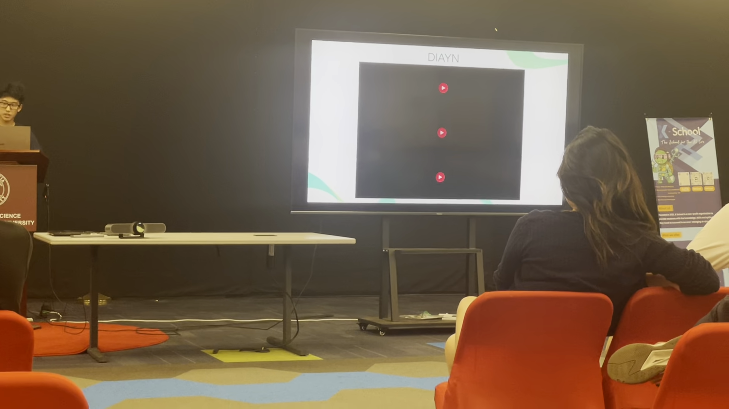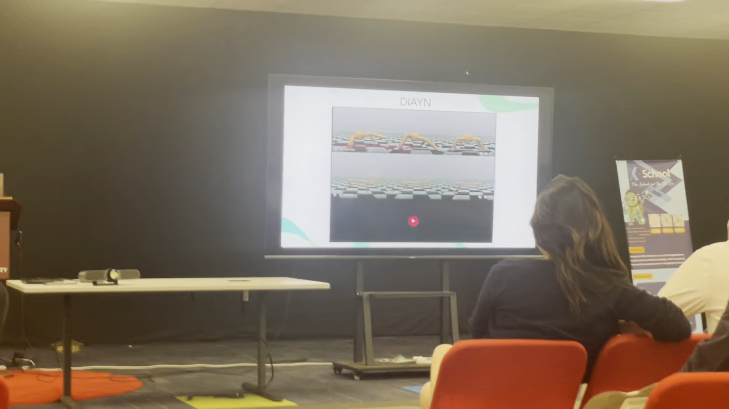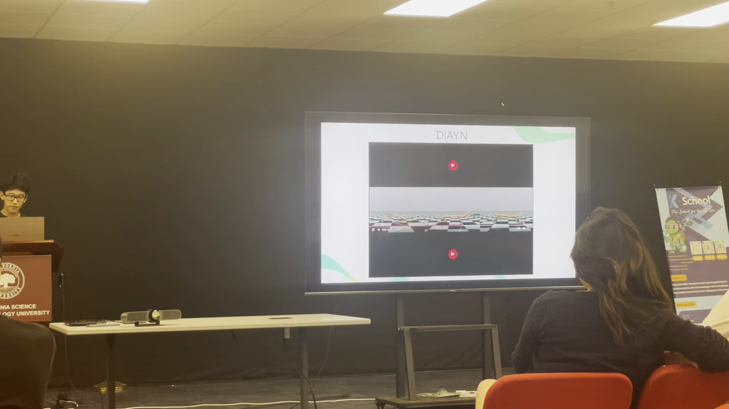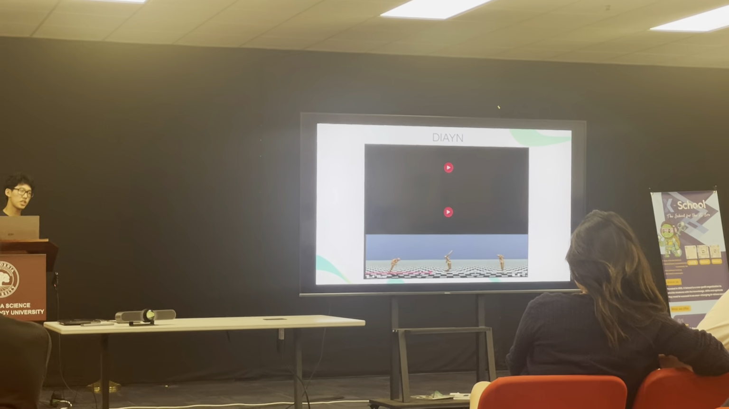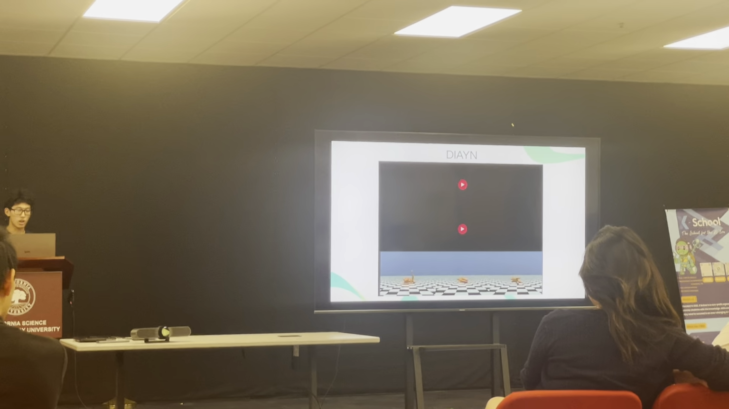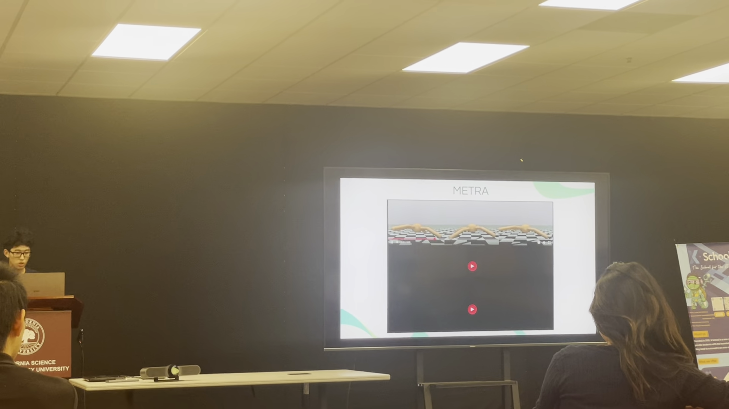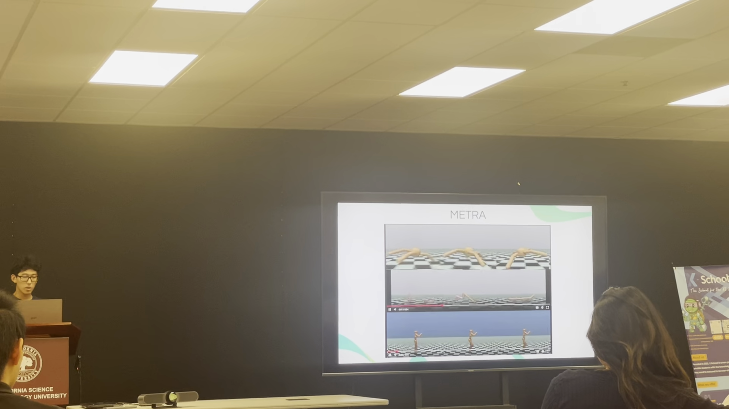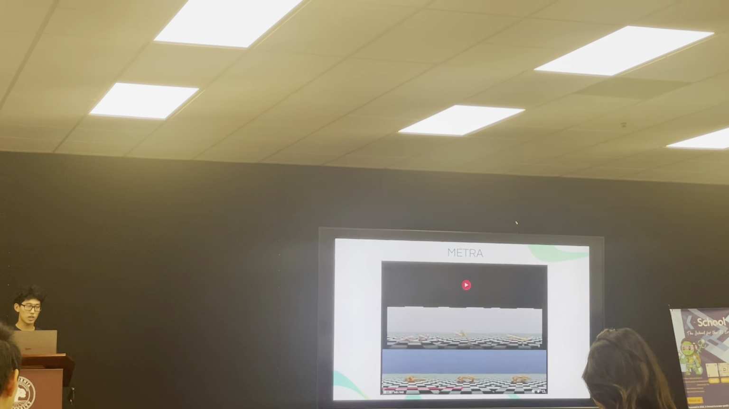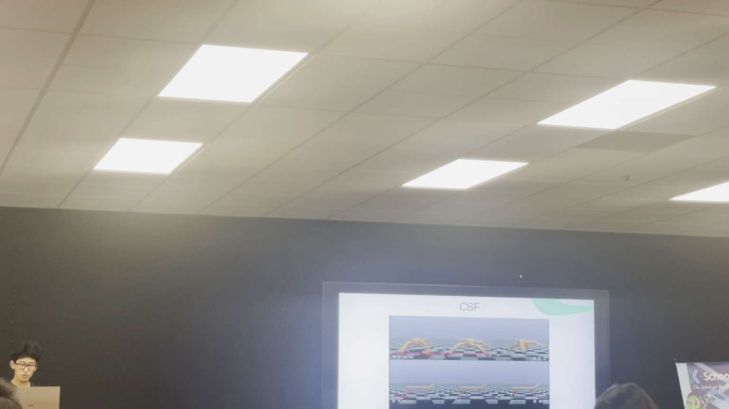And when we visualize the skills, we see that DIAYN is able to learn diverse skills. However, most of the skills are pretty stationary and don't cover the state space a lot. Compared to METRA, which not only also learns diverse skills, but is also able to cover the state space, as you can see from this. This is the same case with CSF as well.